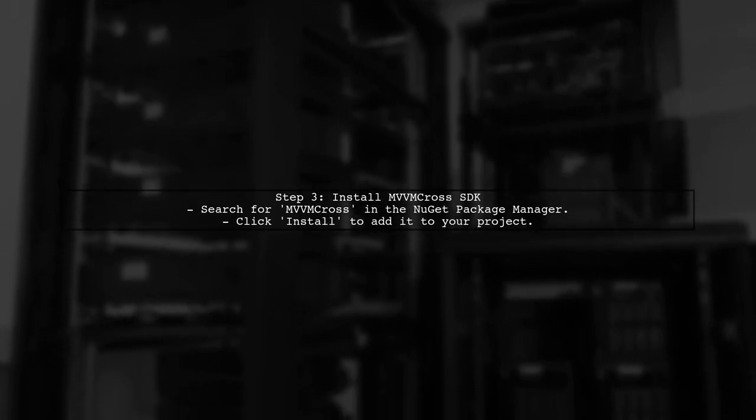In the NuGet Package Manager, search for the MVVM Cross SDK. Once you find it, click Install to add it to your project. This will allow you to use MVVM Cross in your view models.